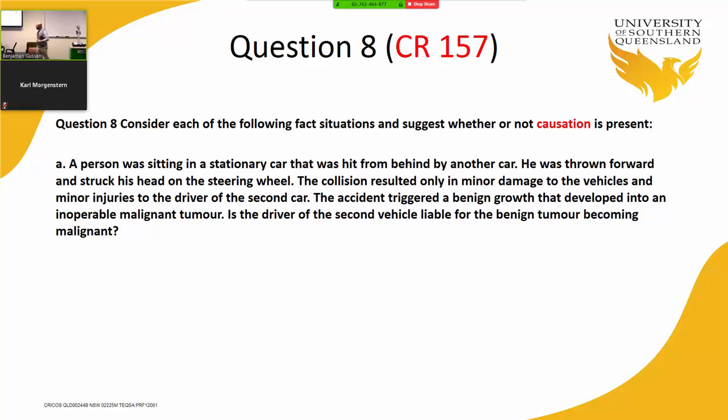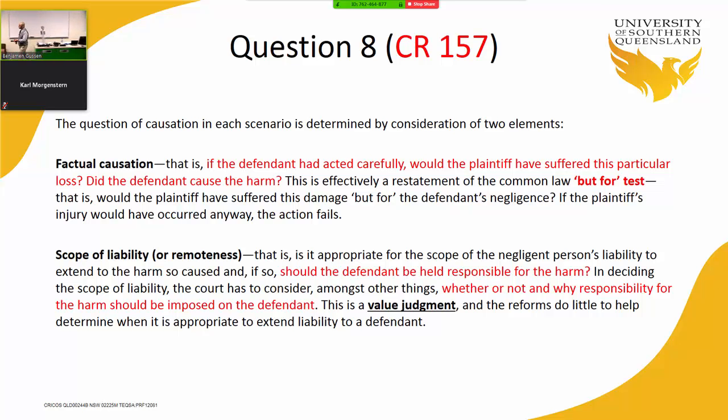What about remoteness? What about this idea of scope of liability? Should this driver of the second car be held liable for this malignant tumor? Someone says no. Why not? So we're looking at things like this. In remoteness, you're asking, is it appropriate for the scope of the negligent person's liability, the second driver, to extend to the harm so caused? And if so, should they be held responsible for the harm?